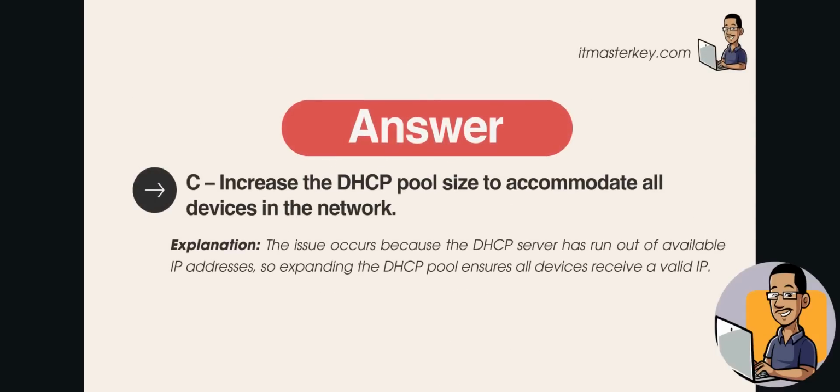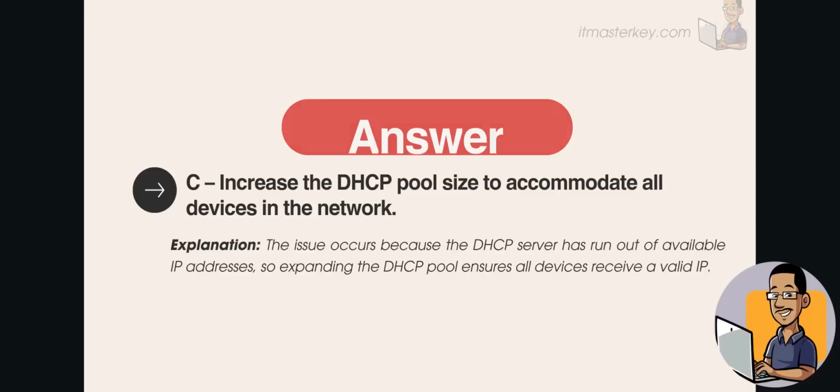So if you increase the pool size or the number of IP addresses available, you should be able to accommodate all the devices. The issue occurs because the DHCP server has run out of available IP addresses, so expanding the DHCP pool ensures all devices receive a valid IP.